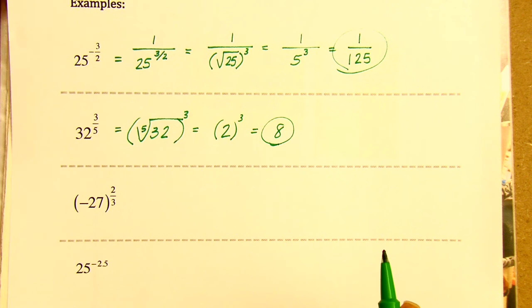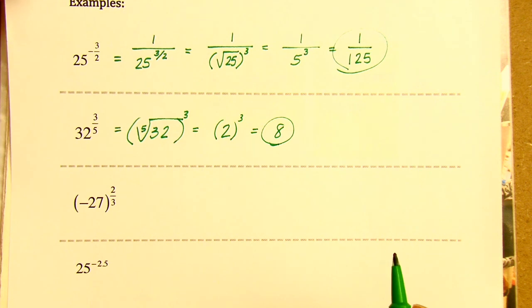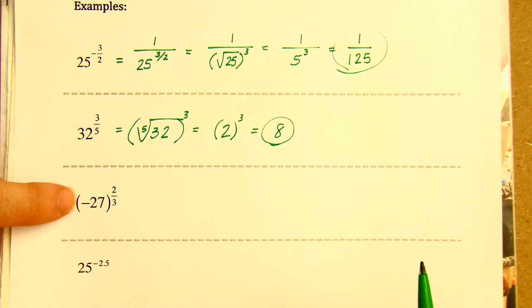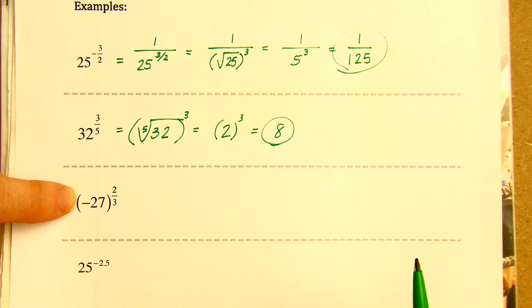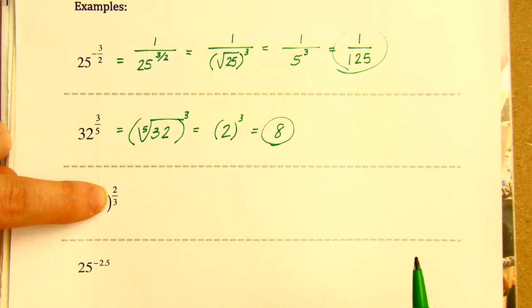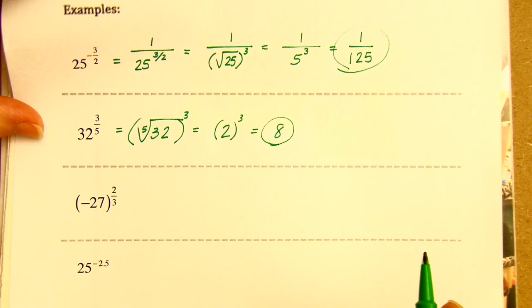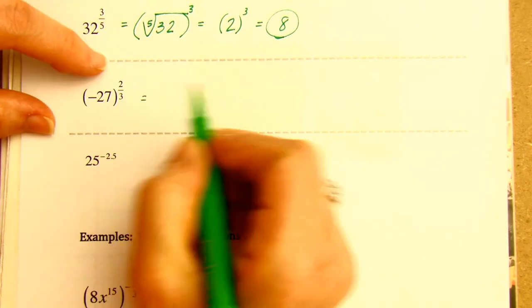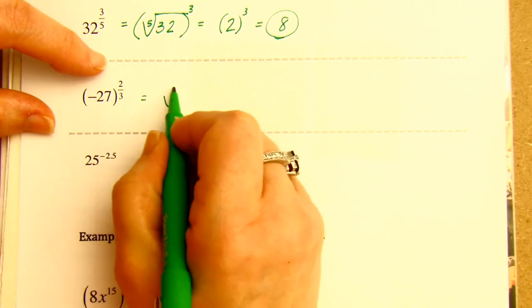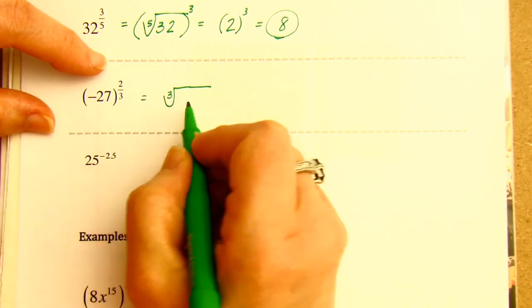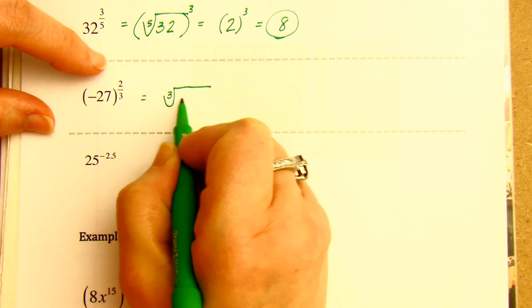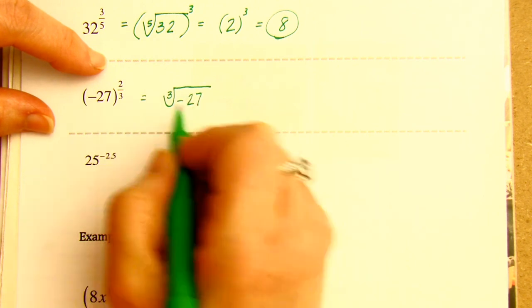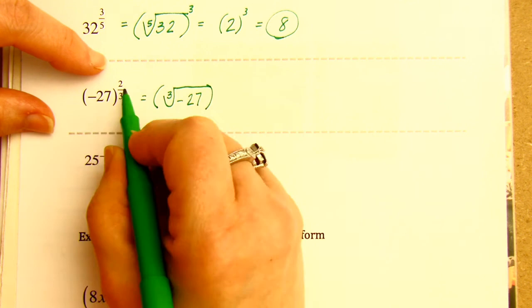The next example. Students sometimes see a negative and they think they got to do some switcheroo here. But remember, you can never change the sign of a base. So all I'm going to do here is look at the exponent. The exponent is not negative. So I'm just going to convert this to radical form. Power over root, it's cube root of negative 27. And once I find that, then I'm going to square it, right?